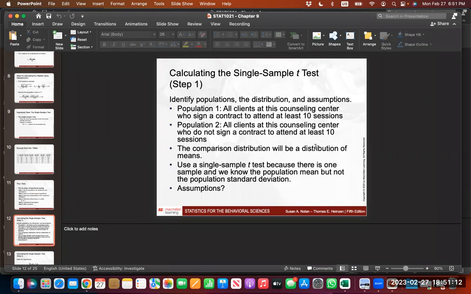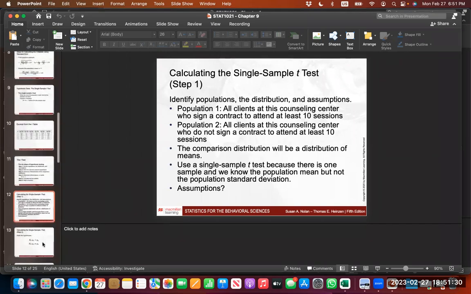So the comparison distribution is the distribution of the means, with the standard error calculated based on the standard deviation estimate using the degrees of freedom modification. It's a single sample t-test because we only have one sample. We don't know the actual standard deviation of the entire population. And the assumptions we're making are normal distribution, independent samples, and random sampling.